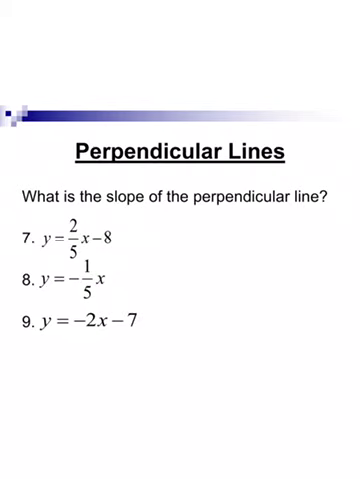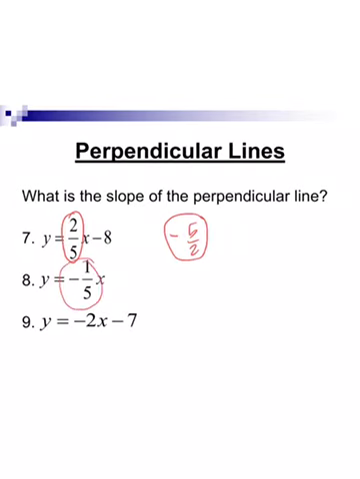Perpendicular lines. What is the slope of the perpendicular line? So part 7, if we're given this equation and we want to know what would it be perpendicular to, we're first going to look at the slope. This slope is 2/5. And so the reciprocal would have to be 5 over 2. And because this one's positive, we would have to be negative. So what is the slope of the perpendicular line? Negative 5 over 2.